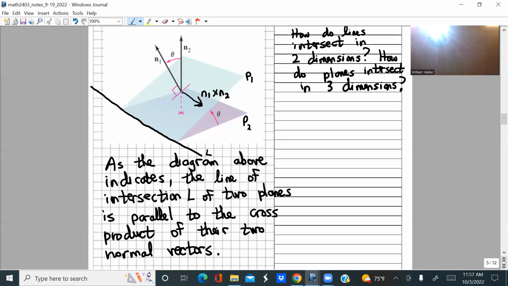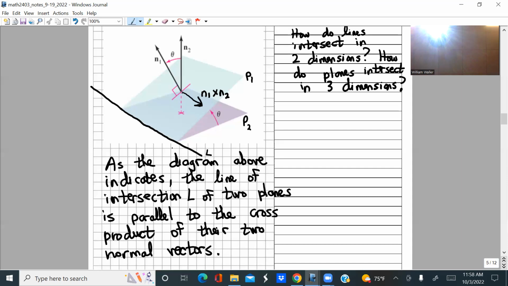So that's the key insight. If you want to find the line where two planes intersect, if you take the cross product of the normal vectors for the two planes, you can use that cross product as the direction vector for the line. And of course, once you've got the direction vector for the line, then you're home free. You can easily write down the equations for the line, either in parametric form or in symmetric form.